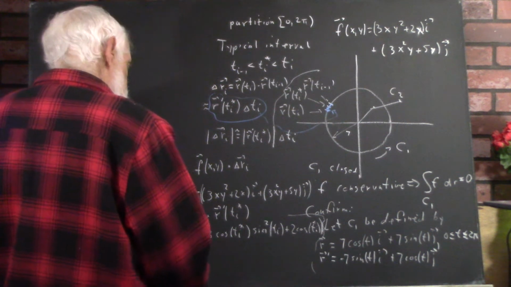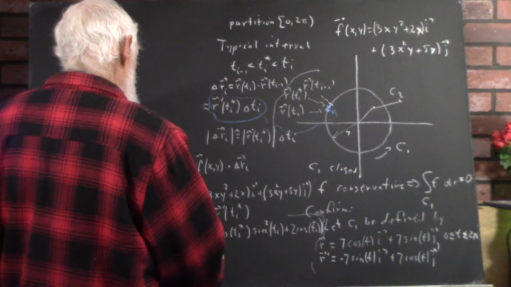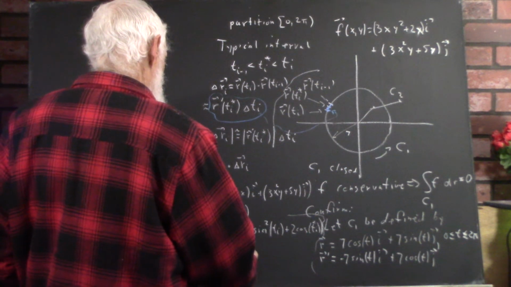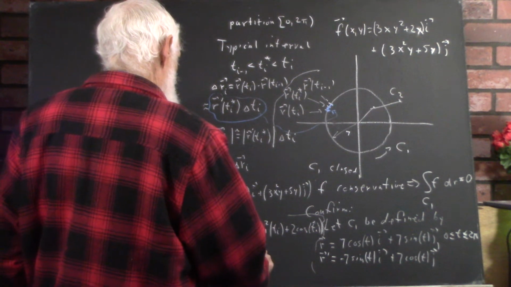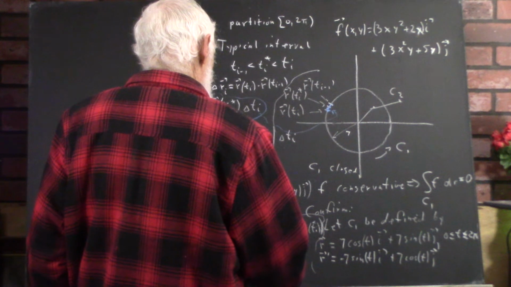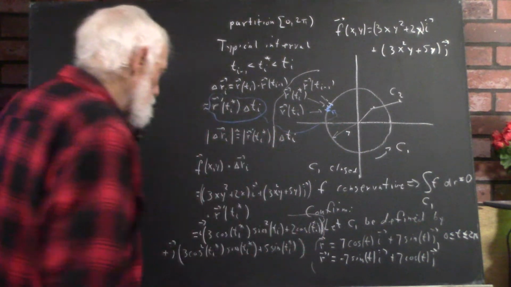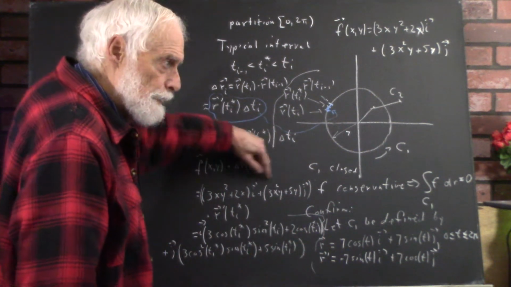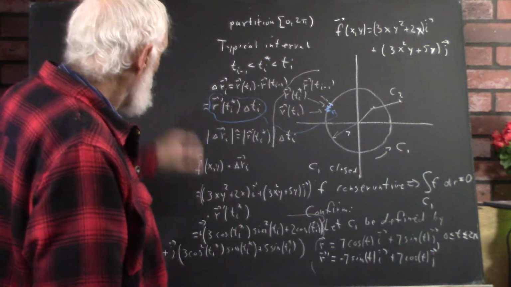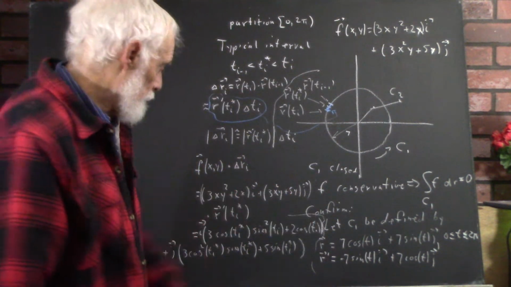j times 3 cosine squared of t_i star sine of t_i star plus 5 times the sine of t_i star. And if I've done that accurately, then I've got this function now expressed in terms of the parameters of this tiny interval here. And of course we're going to sum that up, and that's going to give us the integral.